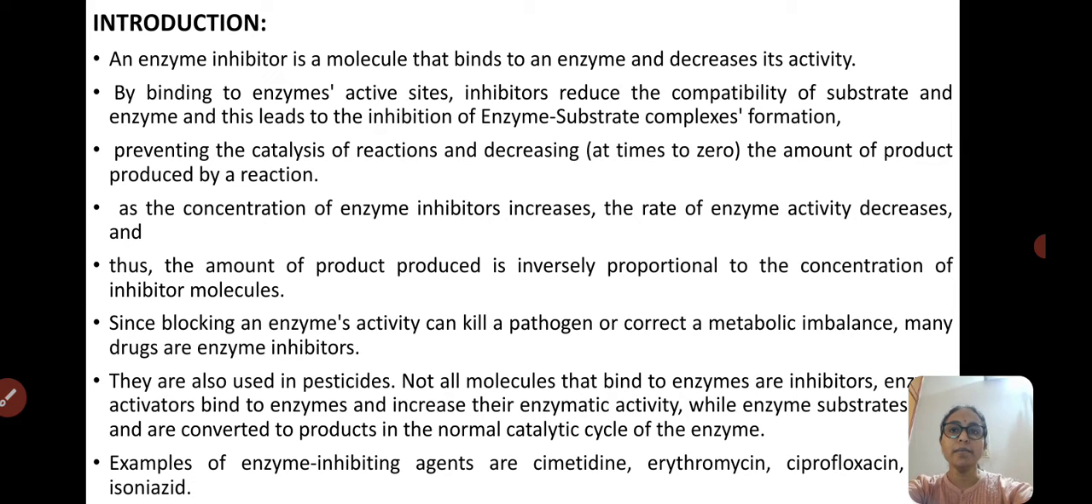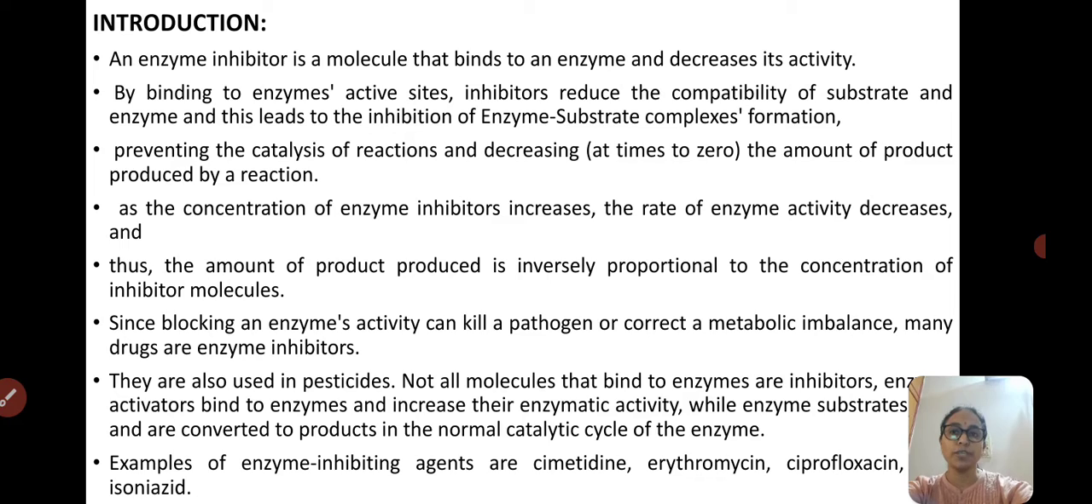Likewise, inhibitors are going to decrease the activity of the enzymes. By binding to the active sites, they are going to reduce the compatibility of substrate and enzyme, that leads to the inhibition of the enzyme substrate complex formation, and thus the products are not obtained. Totally, the reactions will be stopped.